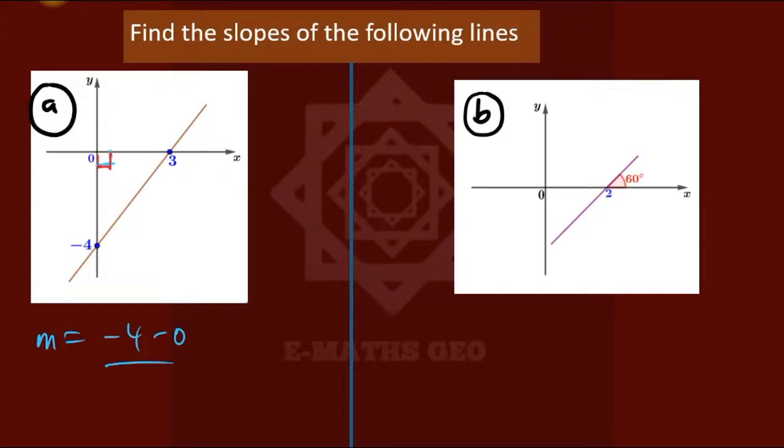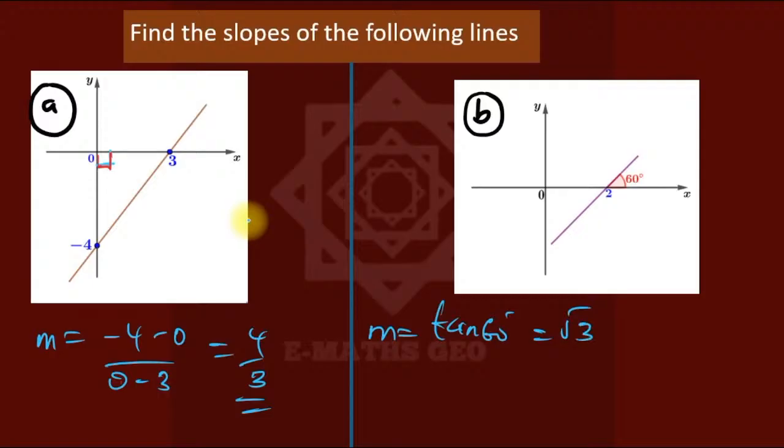So change in y over change in x, which is minus 4 minus 0 over 0 minus 3. Don't lift your pen. That becomes 4 over 3, that's minus 4 over minus 3, which is 4 over 3. For the second one, here we are given the angle, so the answer is just tan 60, and tan 60 is root 3. So that's how you get the slope of the line.